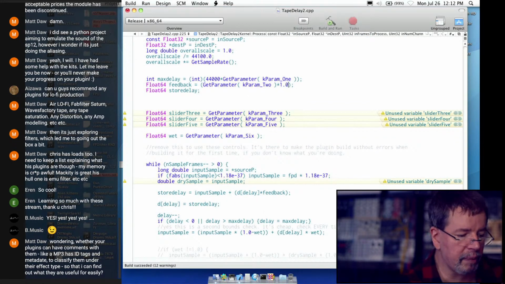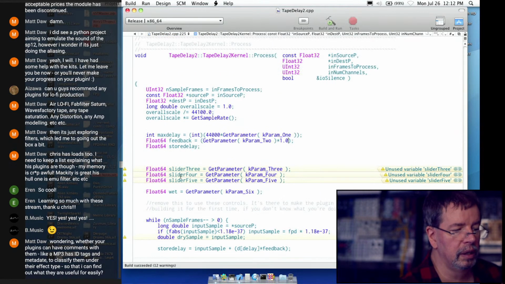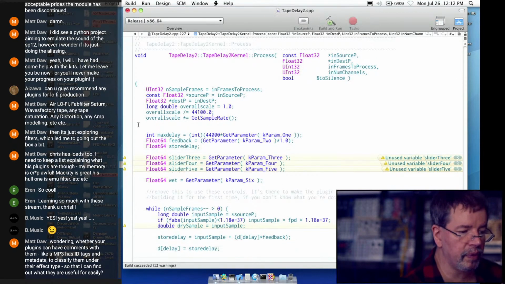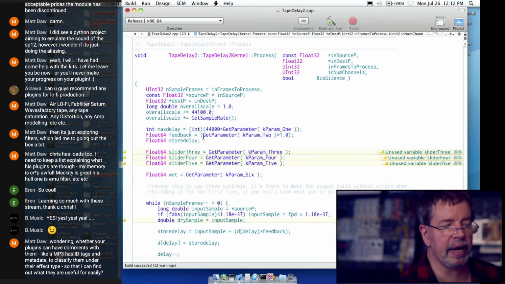Firstly, let's make feedback be just 1 so that we can have infinite regeneration if we want it. So we do have this functioning. It is a kind of delay, but it doesn't use all the stuff that I had before.